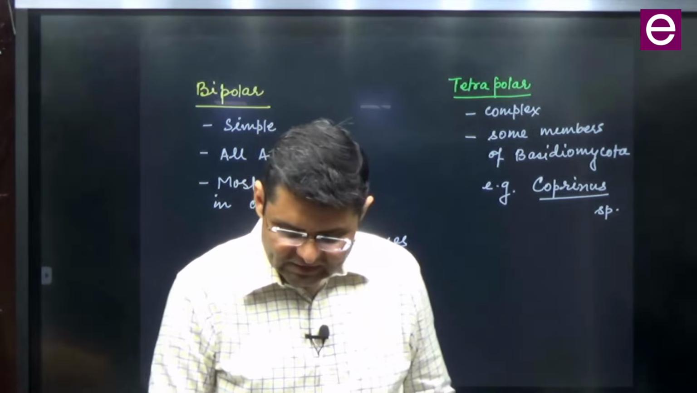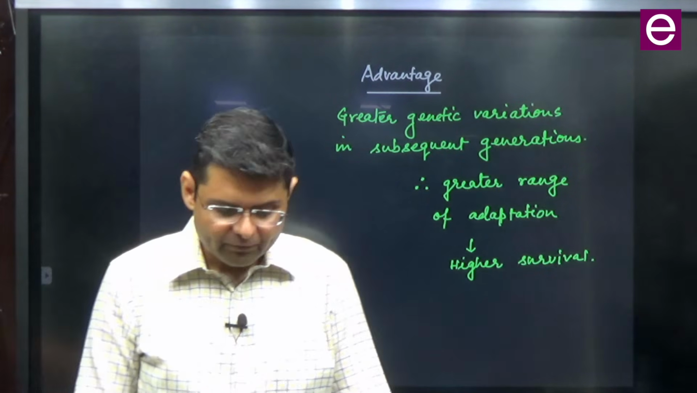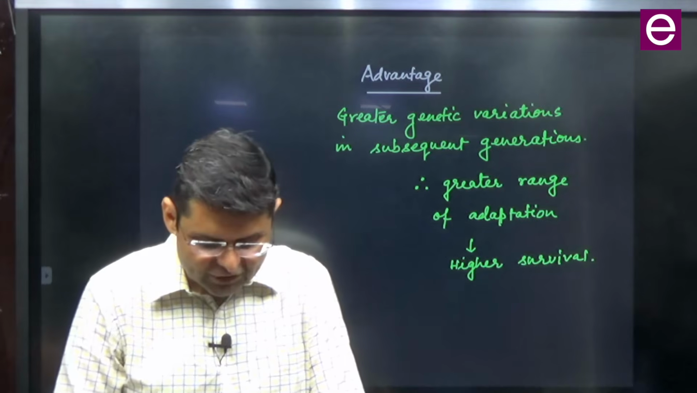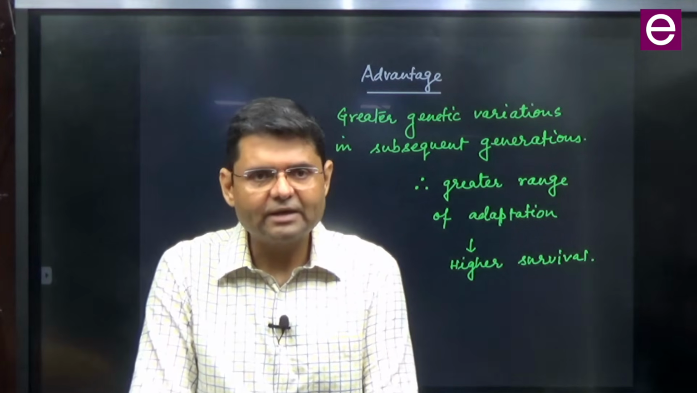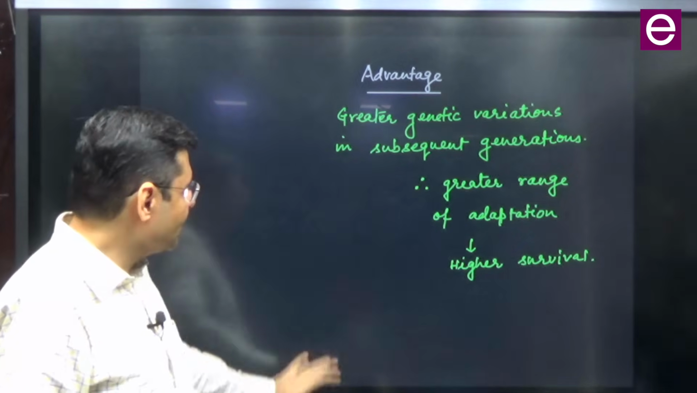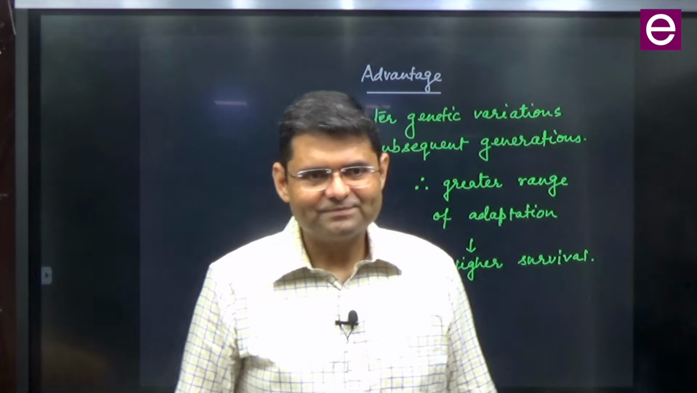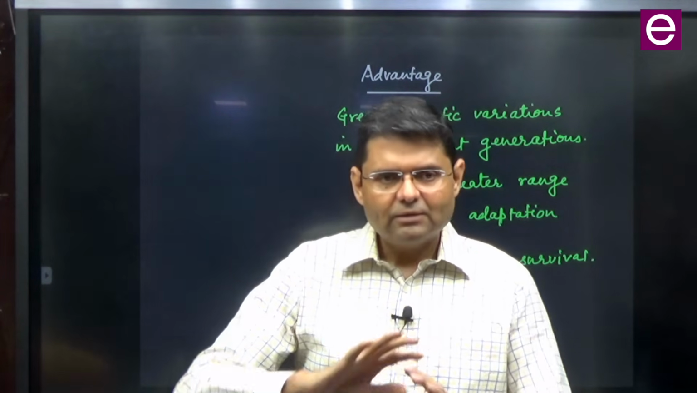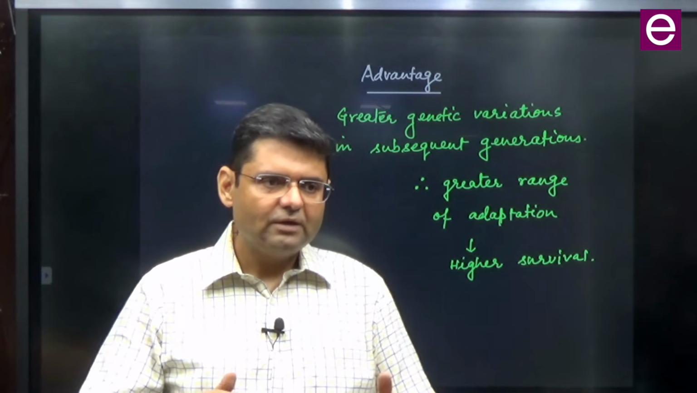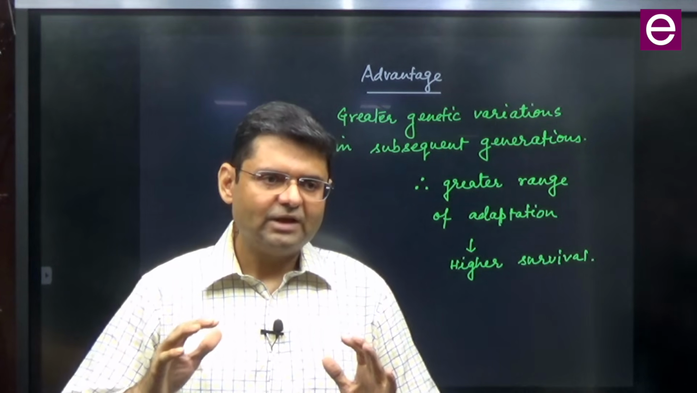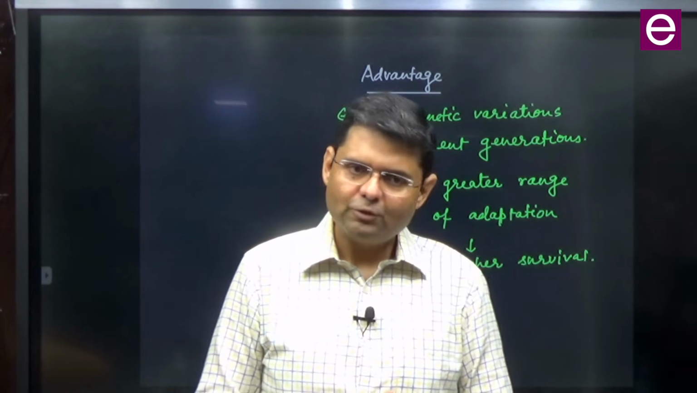So well, that is about heterothallism. Advantages you already know, that it gives you greater genetic variation in subsequent generation, and if that is there, there will be greater range of adaptation, and if greater range of adaptation is there, it is going to have a chance of better survival, right? So the more variety a species has got, the greater will be its chance of evolutionary perpetuation, that even under changing conditions, it will continue to grow. I hope you understood this.